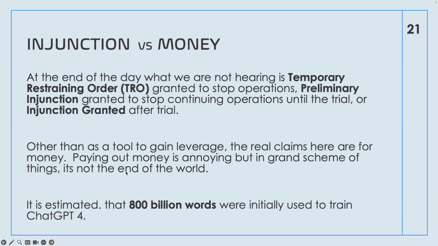At the end of the day, the words you don't hear are TRO, temporary restraining order. You don't hear preliminary injunction, and you don't hear injunction granted. Those are terms that help explain one of the big parts of a grand lawsuit, where you threaten to shut somebody down. If they can't shut them down, what they're really doing is asking for money. And I think these companies can figure out how to deal with the money.